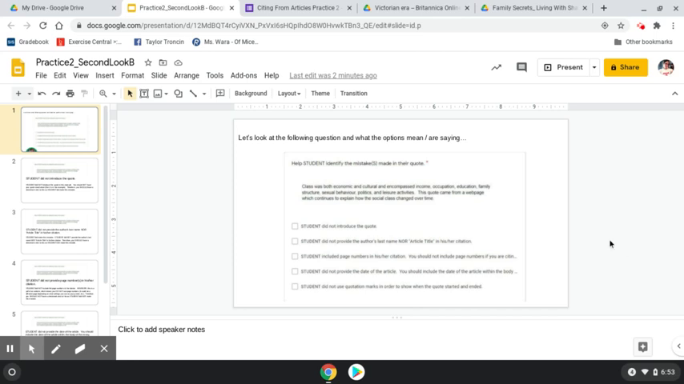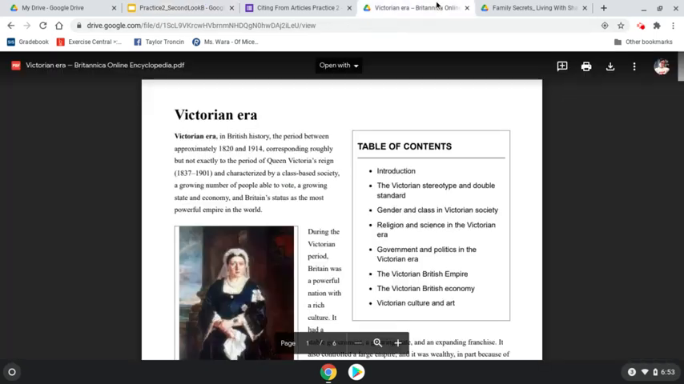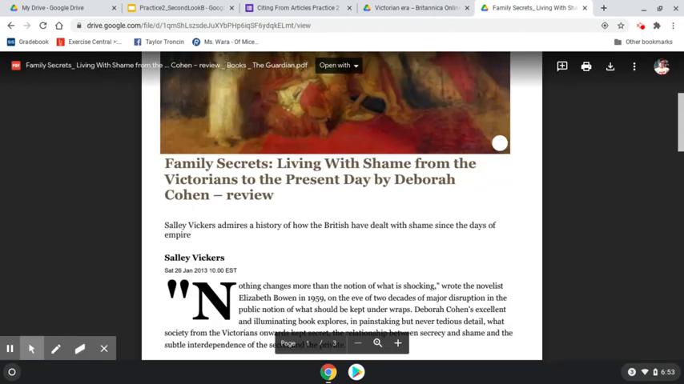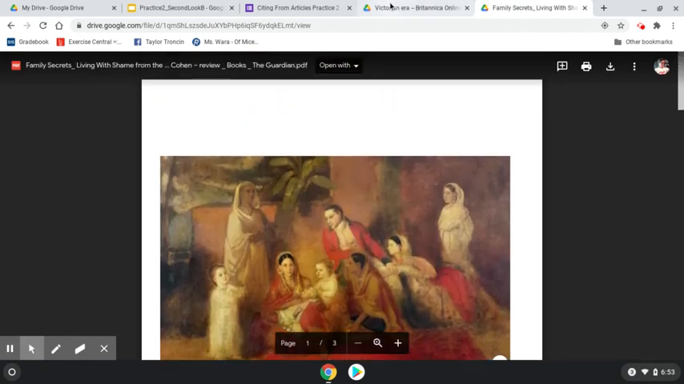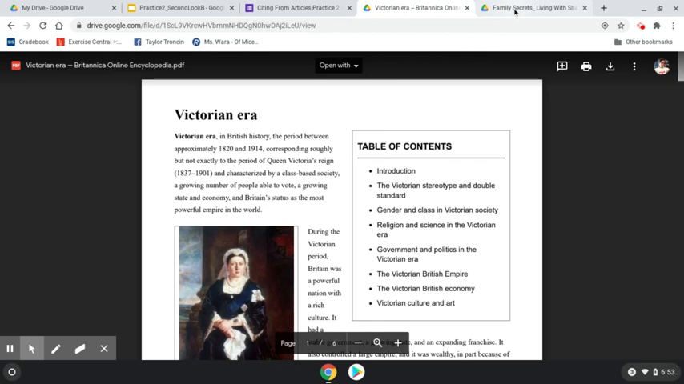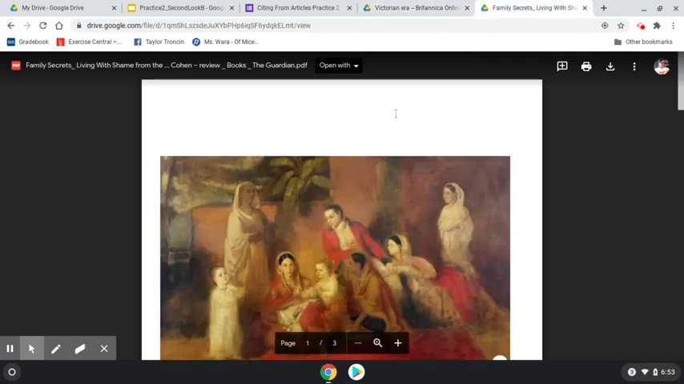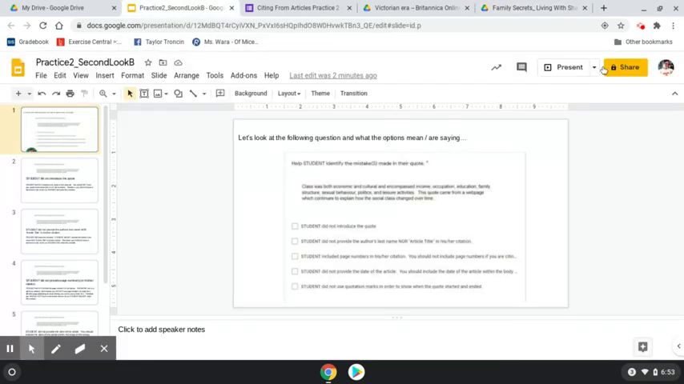Alrighty, so again, I have both of the PDFs open of the two articles that are referenced throughout this activity, just so that way we can quickly access them if needed. So let's look here at our question.